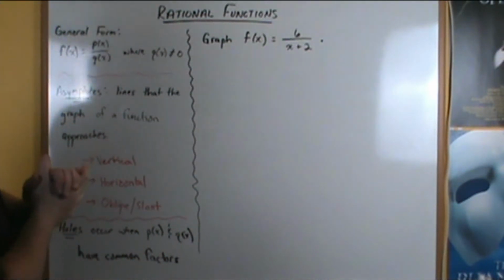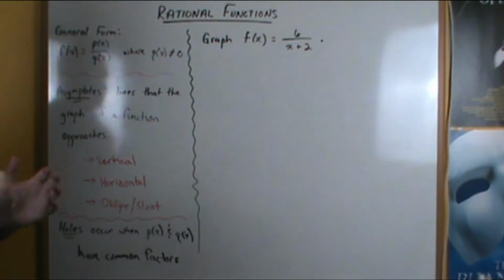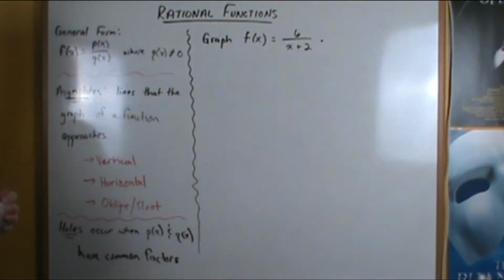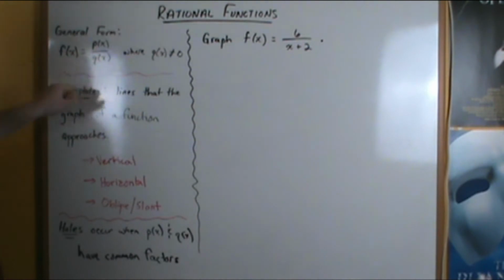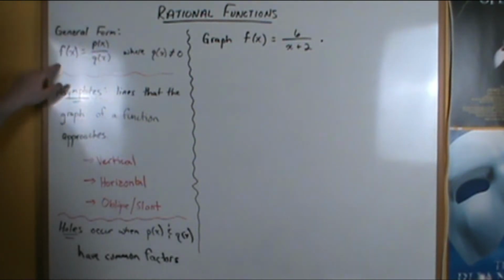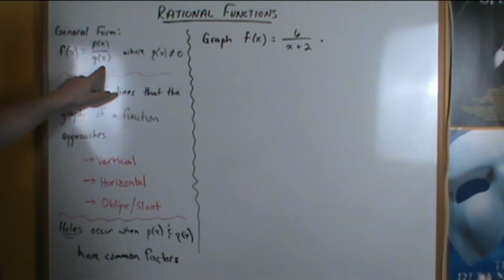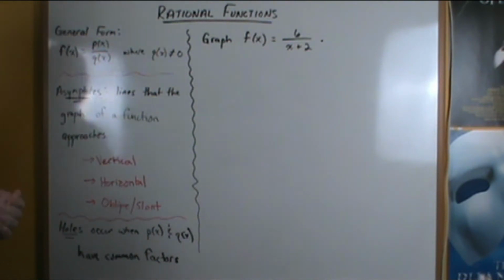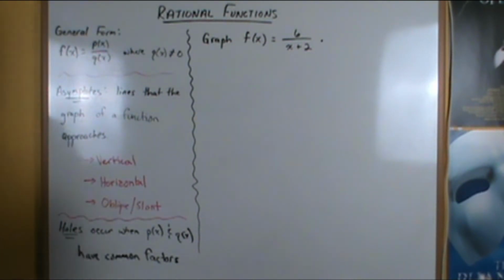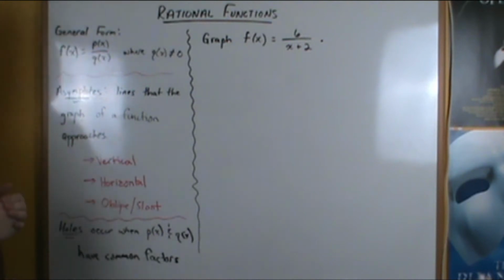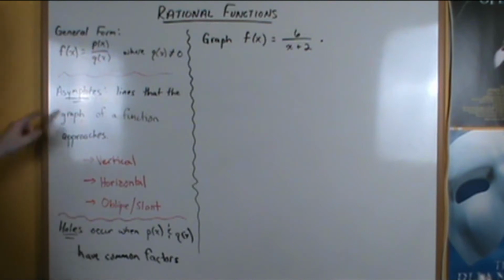Alright, so in this video we're going to talk about rational functions and graphs of rational functions. The general form of all rational functions is f of x equals the ratio of two polynomial functions, p of x and q of x. And the key thing here is that the denominator, which is the polynomial q of x, cannot be equal to zero. That's the general form of them. You have the ratio of two polynomials, or a fraction.